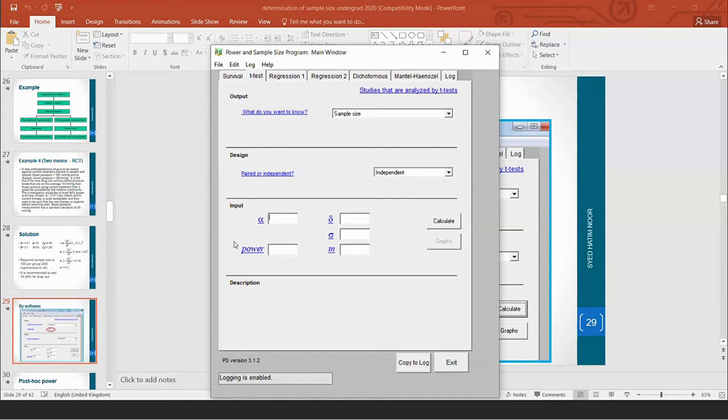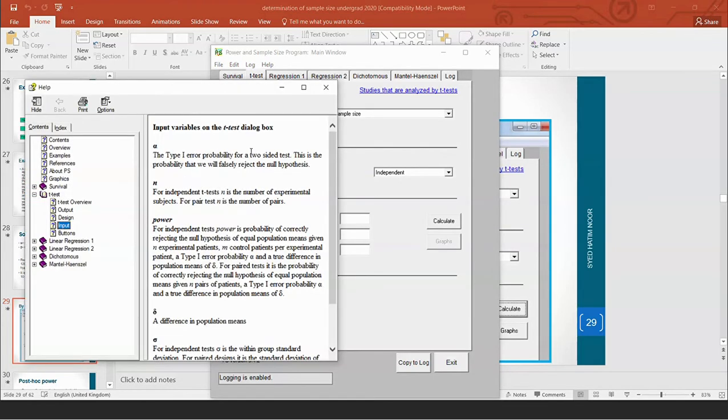Alpha just now is 0.01. Power, remember, this is power, not beta. Power means 90%, so don't write 0.1 here. This is power 90%. What is the symbol here? Sometimes I'm not sure what symbol this is. So you can click the blue color, just click the symbol, then this help will come out.